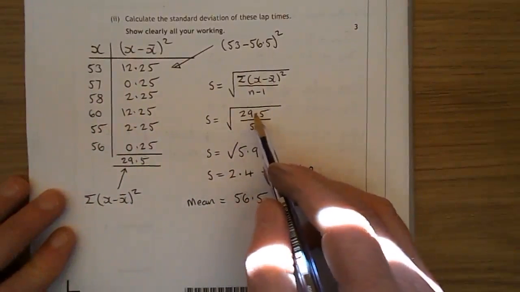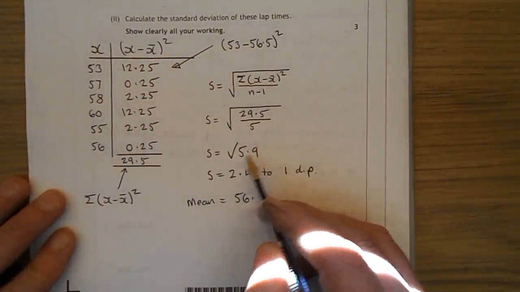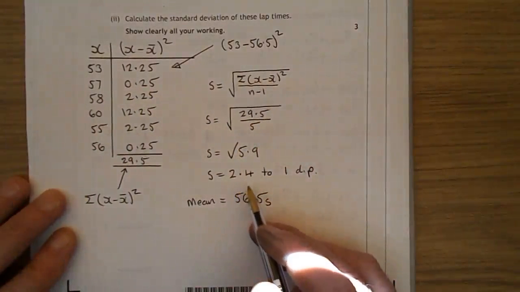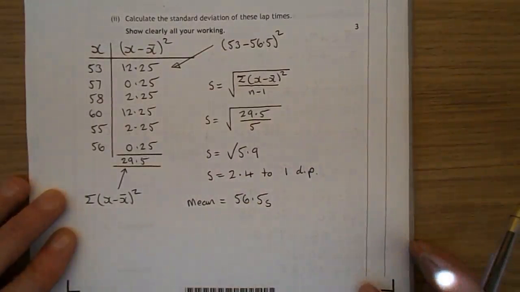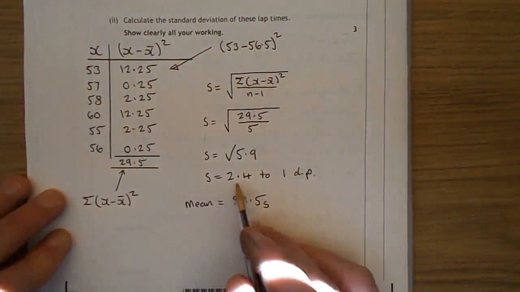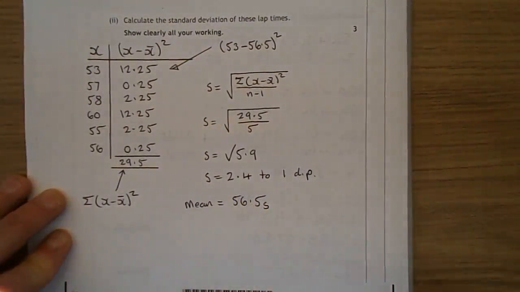So 29.5 over 5 is 5.9. Take the square root of it, and you get 2.4. And they're not telling you how to round it off, so I've made a decision to 1 decimal place. And there's the mean that I used earlier on.